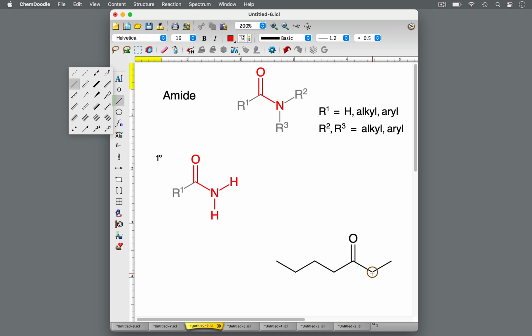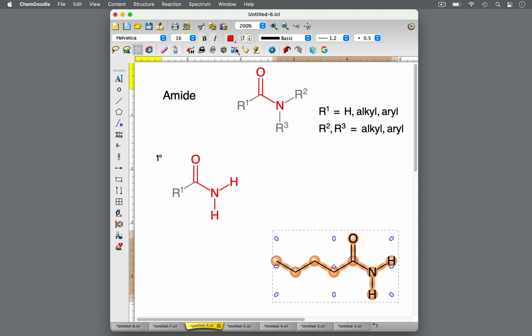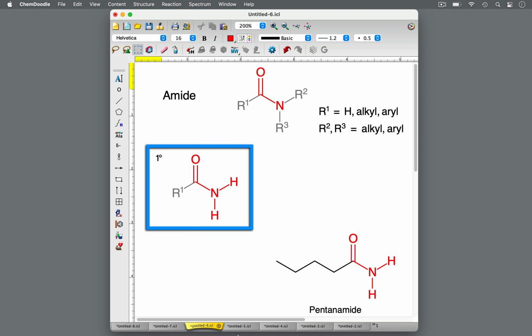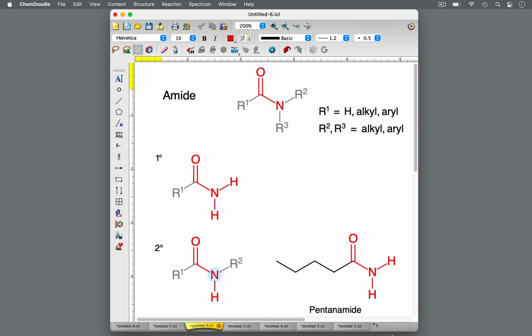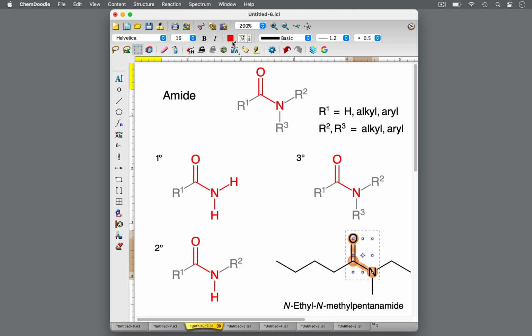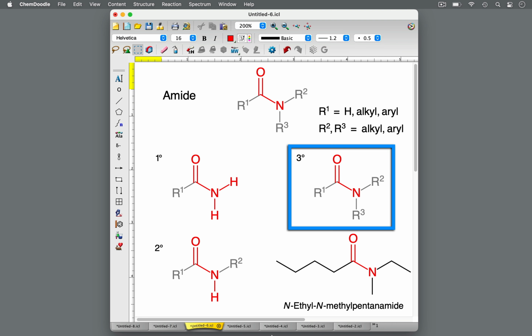Let's consider this amide. In this molecule, the amide functional group is found at the end of the carbon chain, making this a primary amide. In a secondary amide, the nitrogen is attached to one alkyl or aryl group and one hydrogen atom. Removing a hydrogen and adding an alkyl chain to the nitrogen now makes this molecule a secondary amide. In a tertiary amide, the nitrogen is bonded to two alkyl or aryl groups. Removing the last hydrogen and adding a second alkyl group to the nitrogen makes this molecule a tertiary amide.